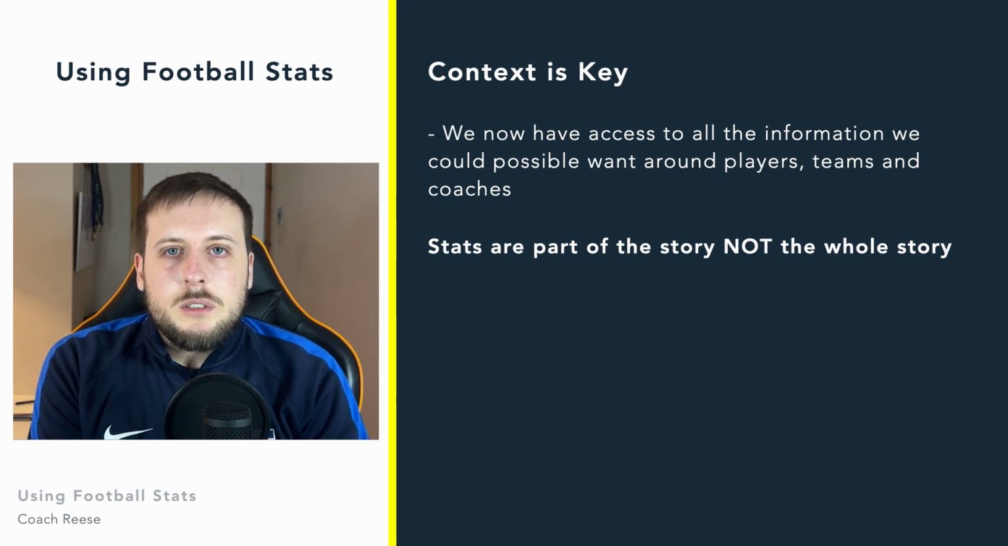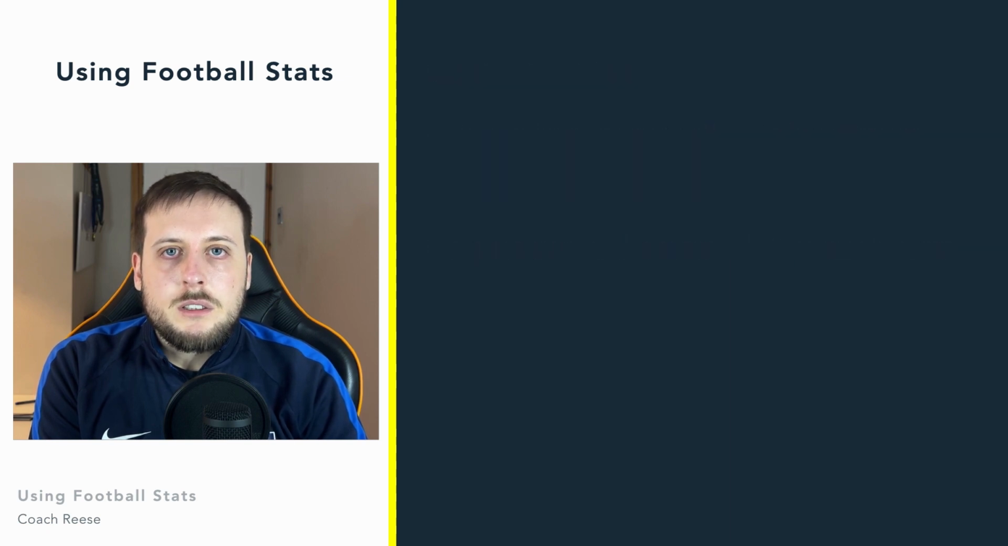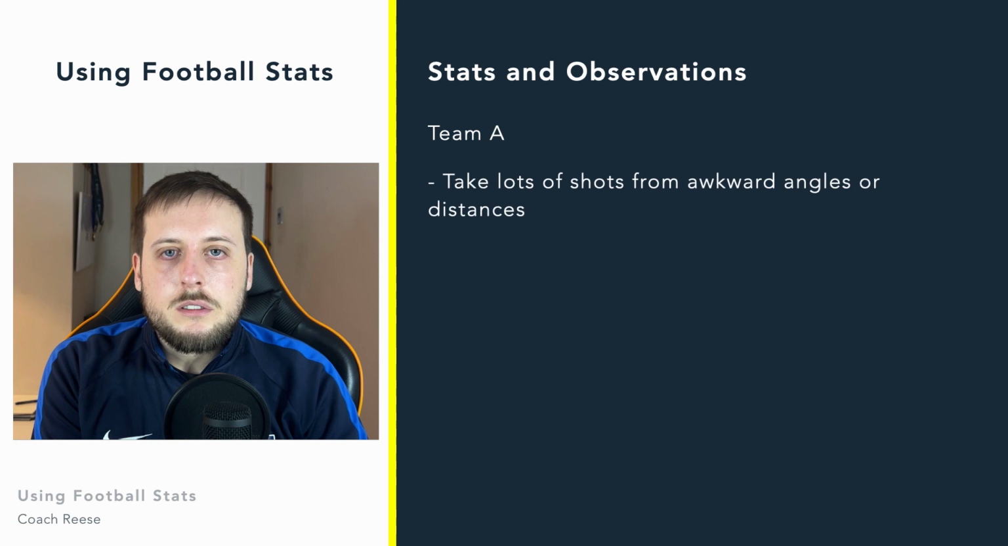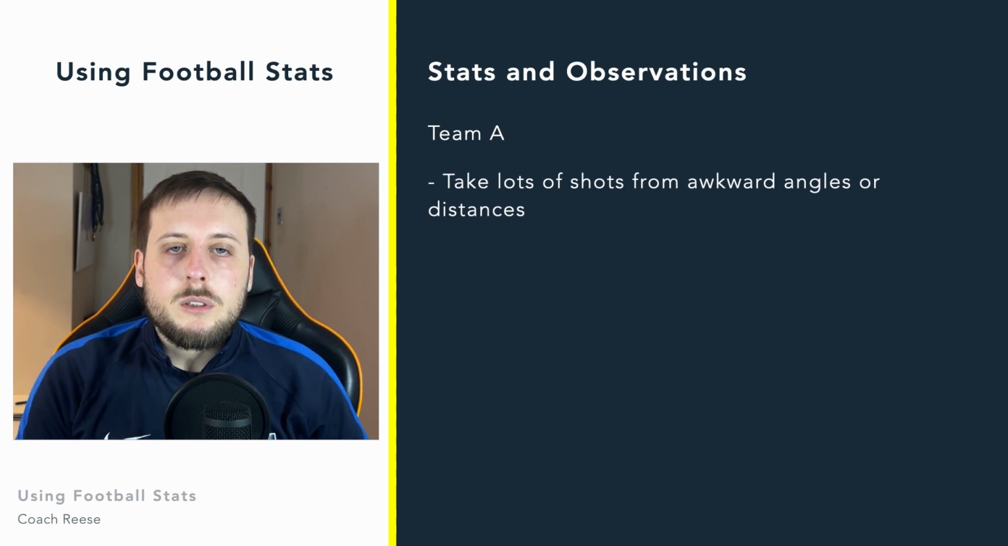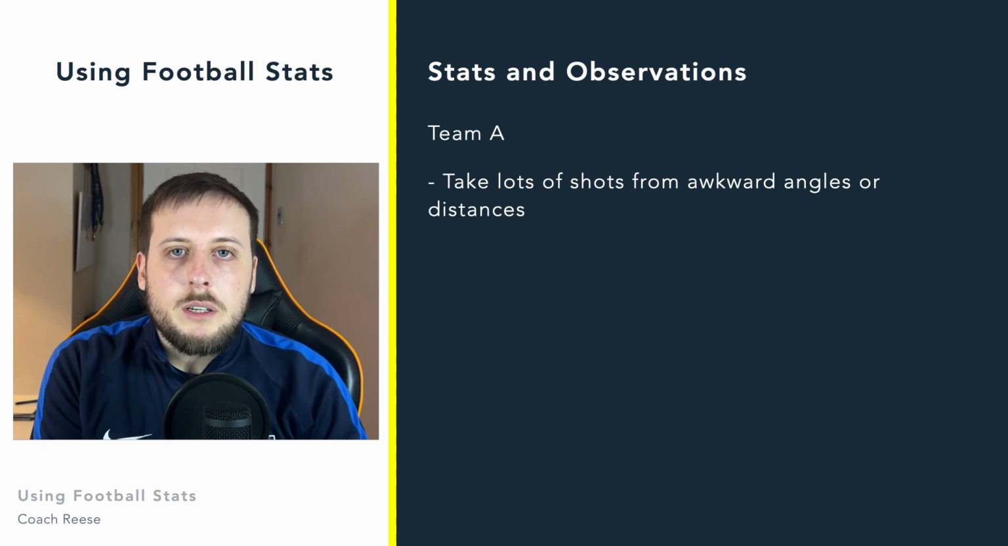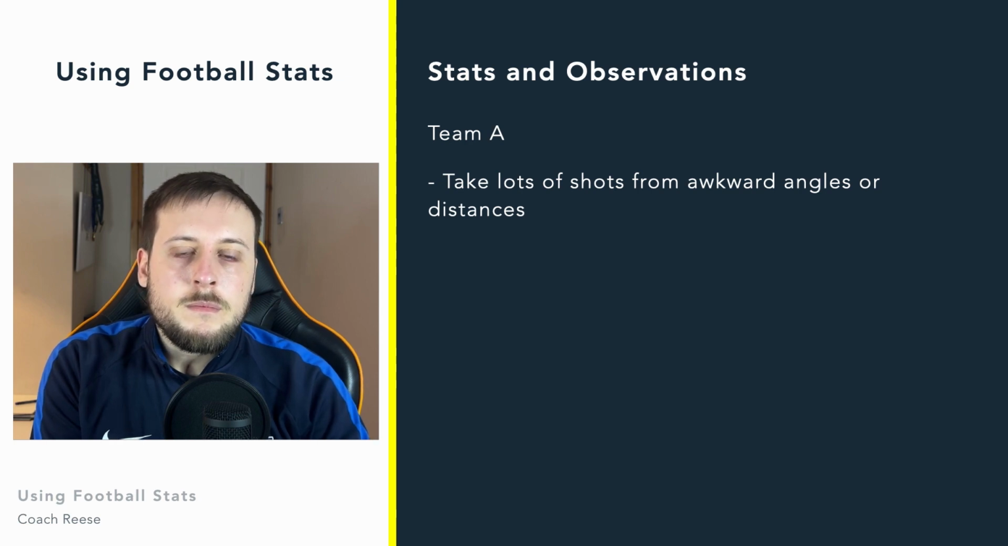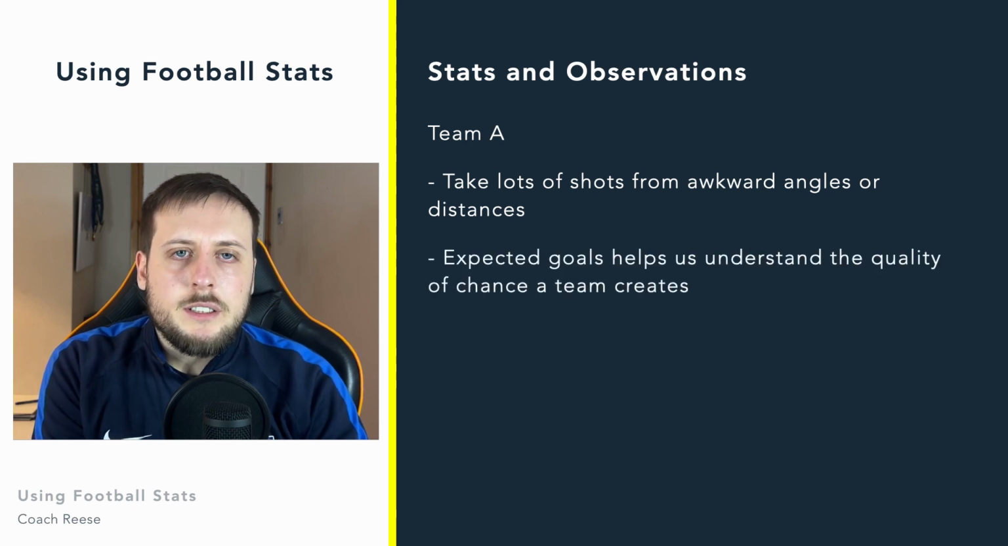So a really good way to use stats and data is to use them alongside observations. So we might make an observation first during a game. So for example, Team A have lots of shots, but they're from awkward angles or from quite a distance, and the team are not necessarily producing high quality chances. So we've made our observation, and now we can turn to the data to help us justify that or back it up. And if we're thinking about quality of chances, we can turn to the expected goal stat.